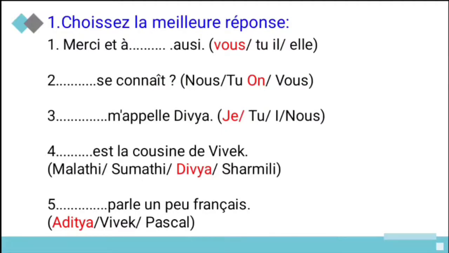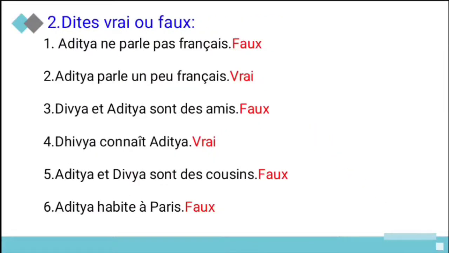Aditya only. And second, the tray of 4, that is true or false. Aditya ne parle pas français. That's 4 only. Yes, he speaks a little bit French. So the answer is what? False. And second, Aditya parle un peu français. So Aditya speaks a little French. Yes, it's true. And Divya et Aditya sont des amis. No, they are not friends. So the answer is what?